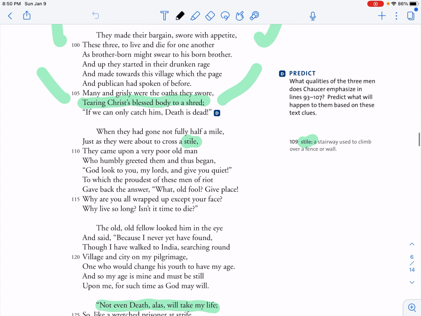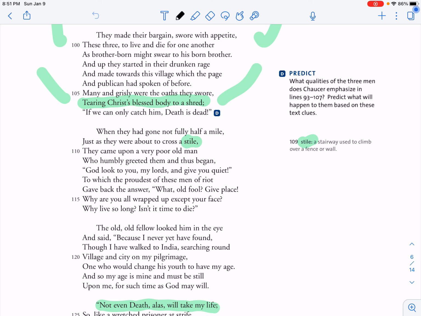They made their bargain, swore with appetite, these three to live and die for one another, as brother born might swear to his born brother. And up they started in their drunken rage and made towards this village which the page and publican had spoken of before. Many and grisly were the oaths they swore, tearing Christ's blessed body to a shred. If we can only catch him, Death is dead.